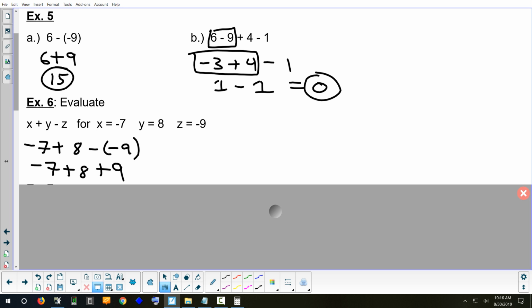Adding numbers with opposite signs, okay? Take the sign of the larger number, positive 8, so the sign of that is positive, and then what's the difference between 8 and 7? 1. So you get a positive 1. Positive 1 plus 9 gives me 10. Yep, good job.